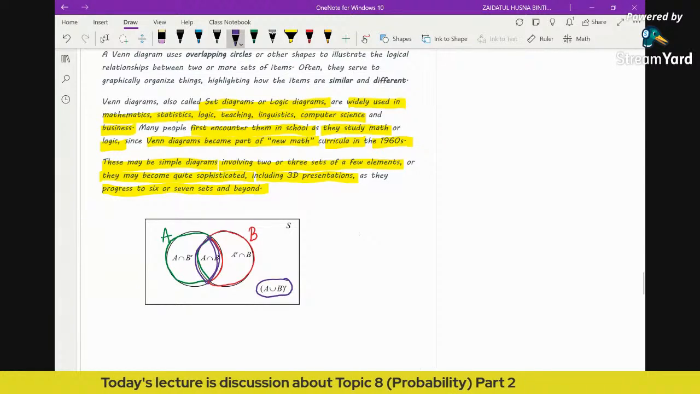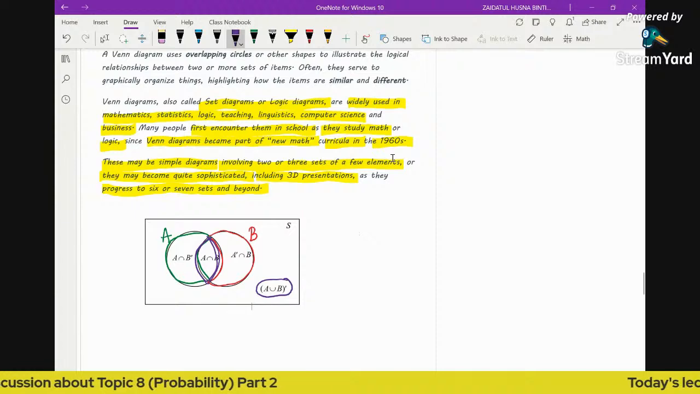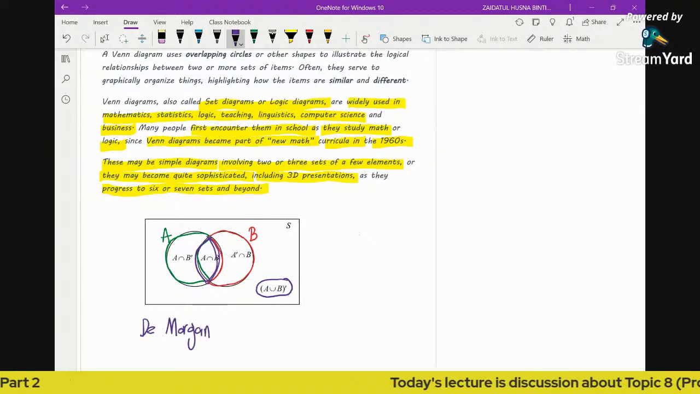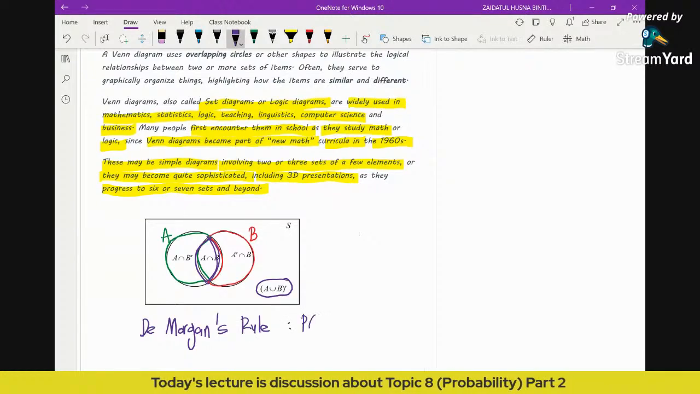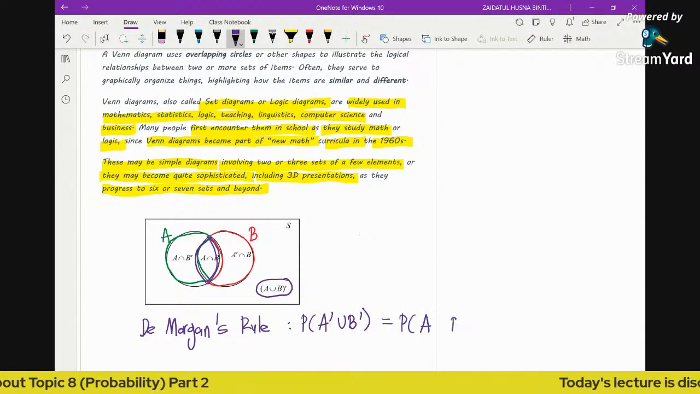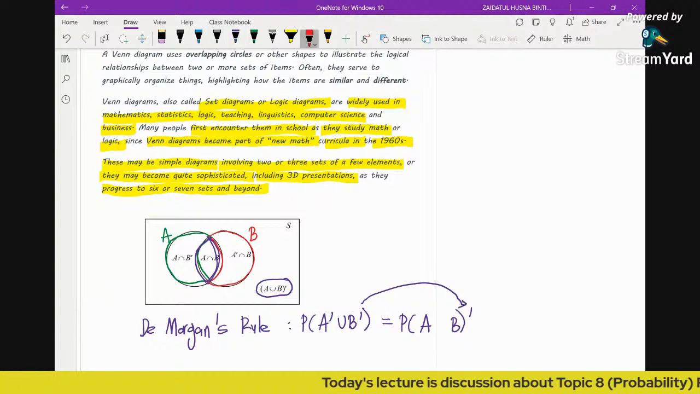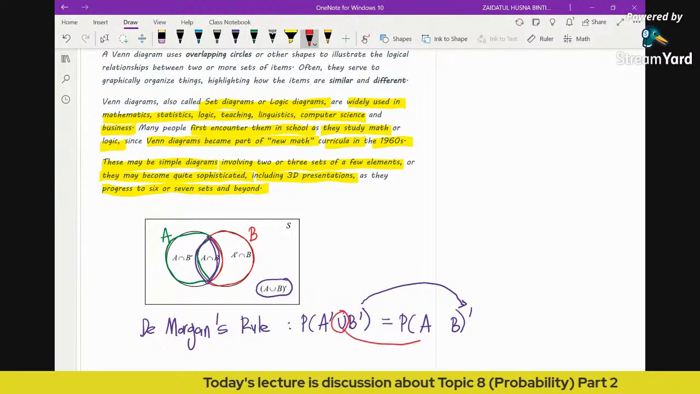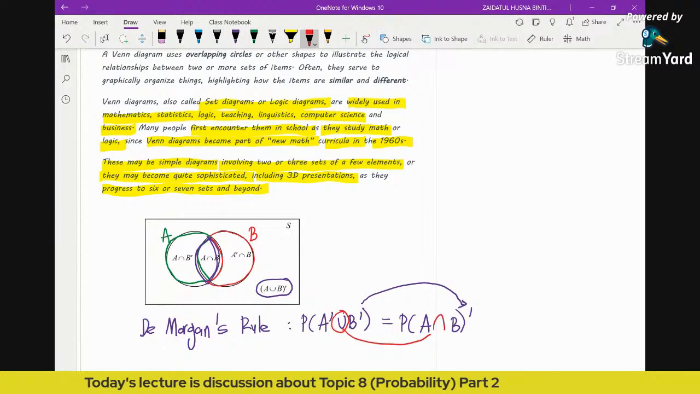So basically, we can use the Venn diagram to prove De Morgan's rule. Let's recall De Morgan's rule. If you have the probability of A prime union B prime, you can take out the prime, provided that we change the sign here, so it becomes A intersect B prime.